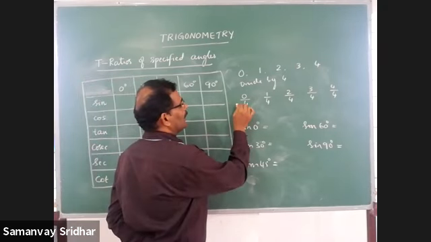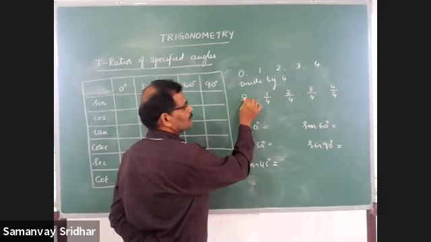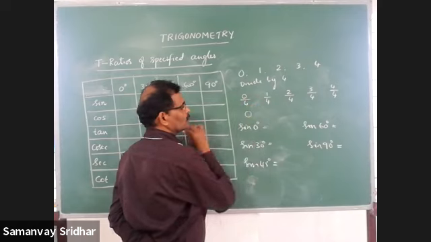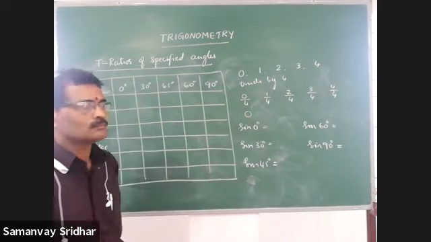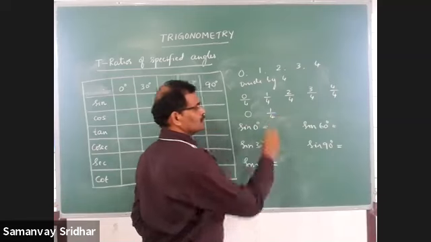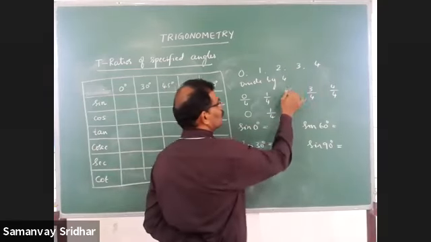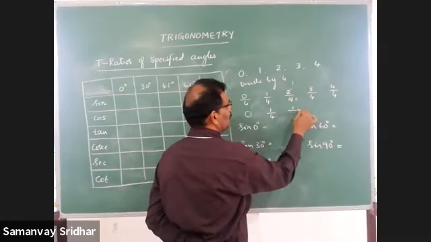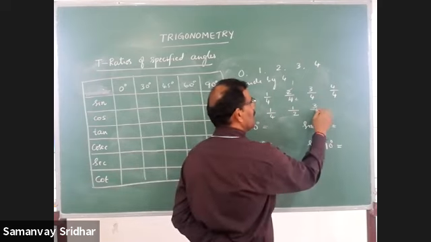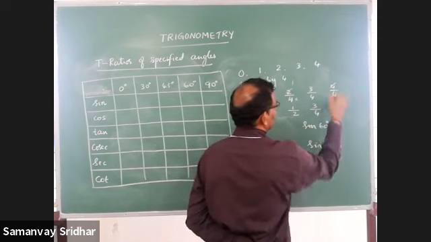Then we have to find the final value of each. What is 0 by 4? 0 by 4 is always 0. 0 divided by anything is 0. What is 1 by 4? 1 by 4 is 1 by 4, no change. 2 by 4: 2 ones are 2, 2 twos are 4, so it will become 1 by 2. Next, 3 by 4. As it is, we can't divide. 4 by 4, cancel, we will get 1.